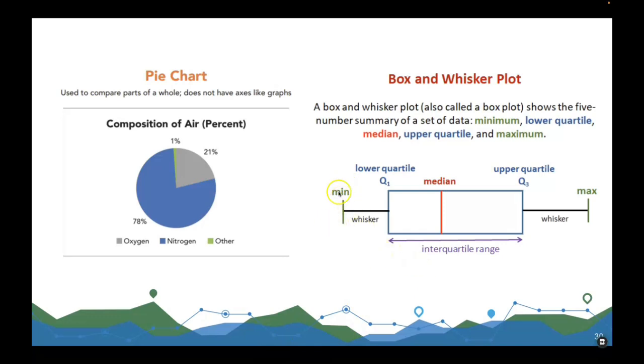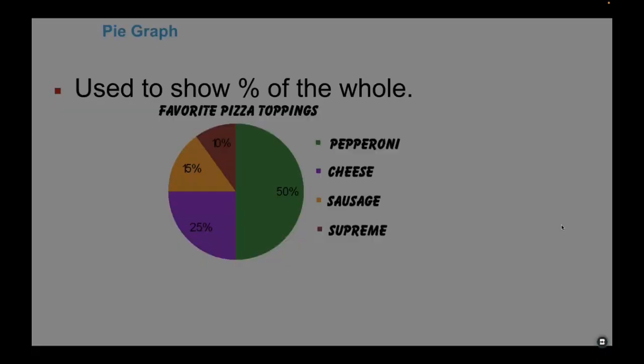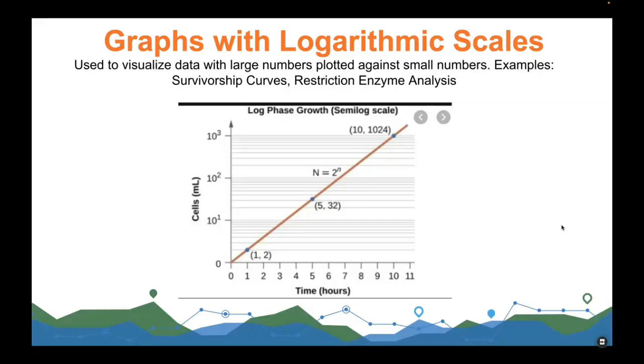Your minimum value is the smallest value in your data set. Your lower quartile is the value that 25% of your data falls below. Your median is your middle value that splits your data in half. Your Q3, your upper quartile, is the value that shows 75% of where your data is falling. And then your max is your largest value in your data set. Again, this is what box plots are representing.